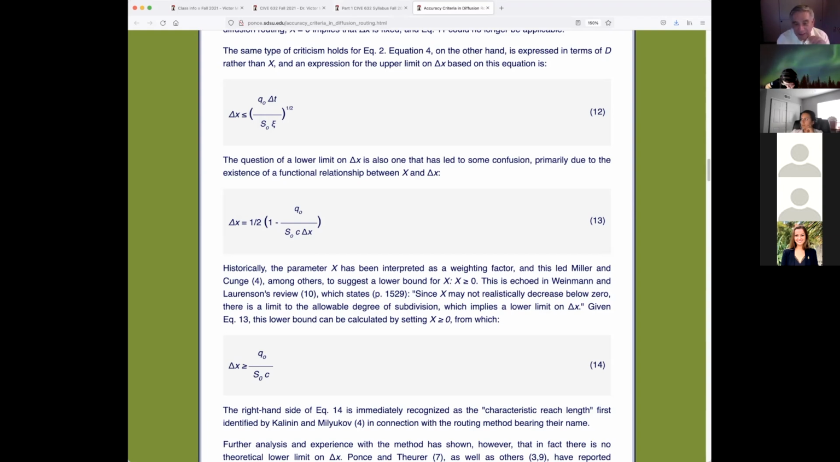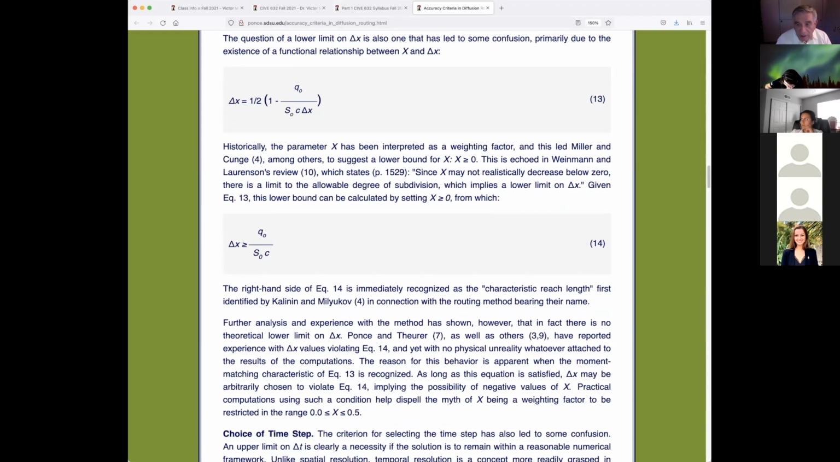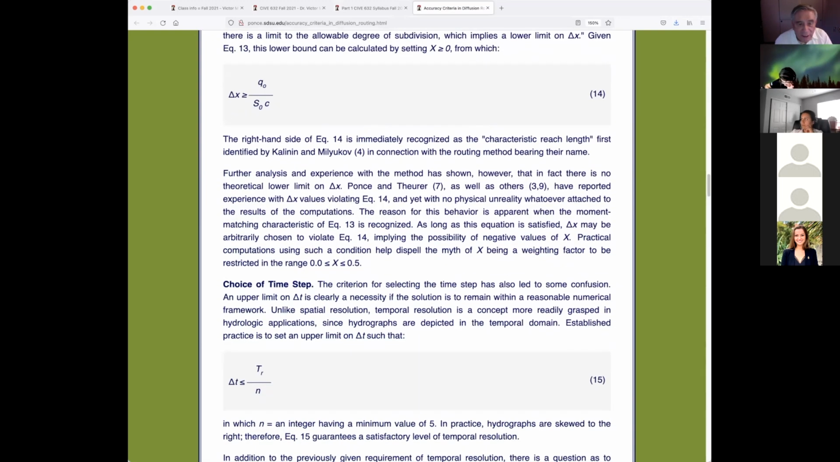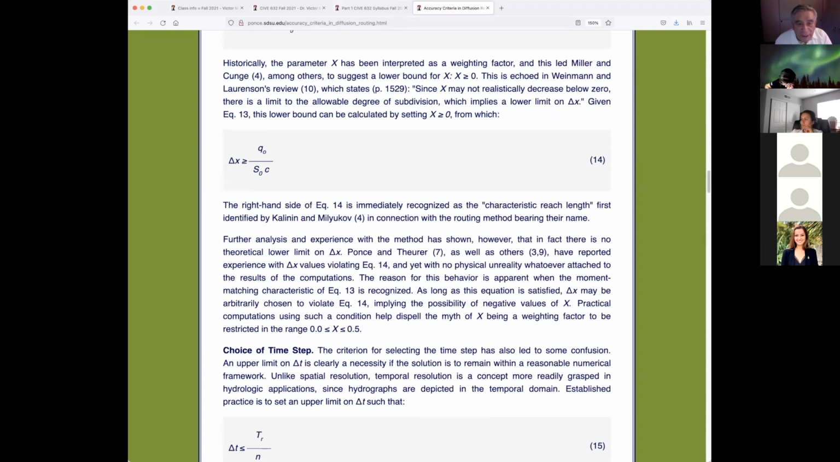They're busy. So I don't know if Cunge really knew what was in there, because Cunge's paper would give you the impression that you don't have to lower x to greater than 0. And yet the Miller and Cunge paper does say it, okay? Wyman and Lawrenson, who at the time were big Muskingum guys, said, since x may not realistically decrease below 0, there's a limit to the allowable degree of subdivision, which implies a lower limit on delta x. That's, of course, wrong.